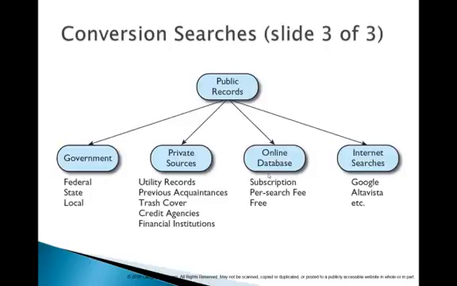Public records: the federal government, the state and local government provide records. The best example of that is the county assessor website. If you go on the county assessor website and we know where somebody lives, we can find out how much they paid for their house.